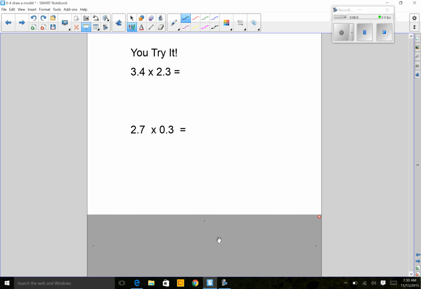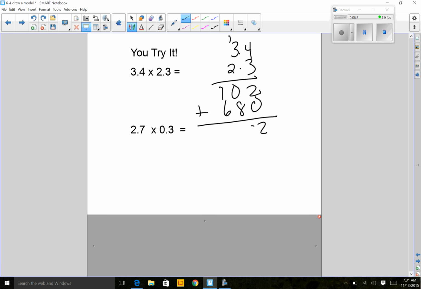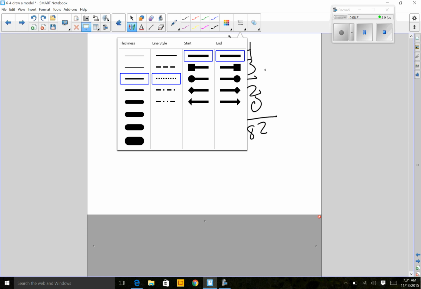I got 2 for you to try. Okay, let's try these together. So the first one was 3 and 4/10 times 2 and 3/10. 4 times 3 is 12. Carry the 1. 9 plus 1 is 10. I'm going to do the multiplication part fairly quickly because at this point, you should be able to do the multiplication parts. Okay, so I got 782. I like my little dotted line here.